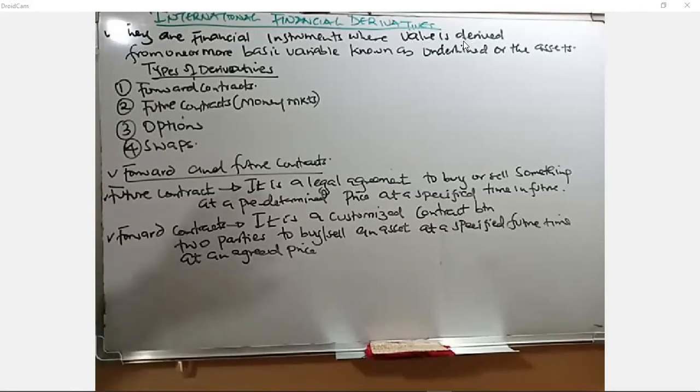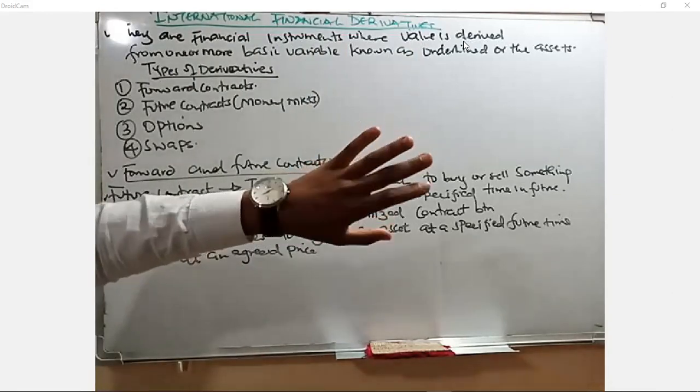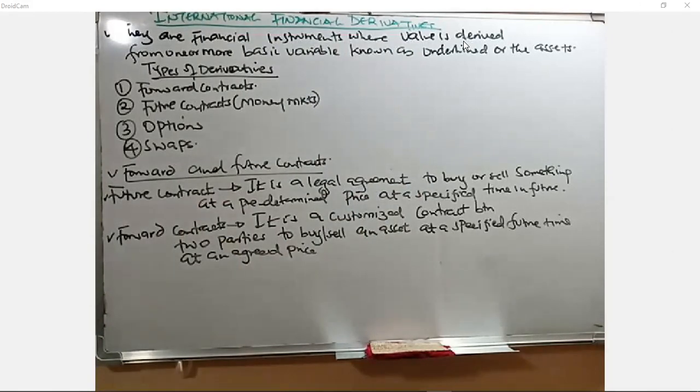So we are discussing financial derivatives, and we say that they are financial instruments whose value is derived from one or more basic variables, which are normally known as the underlying or the assets. And we know very well that we are going to be dealing with the assets. The types of derivatives that we are going to be dealing with under this topic are forward contracts, futures contracts, options, and then swaps.